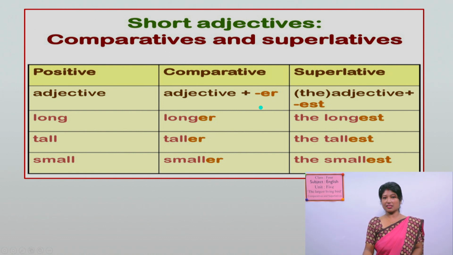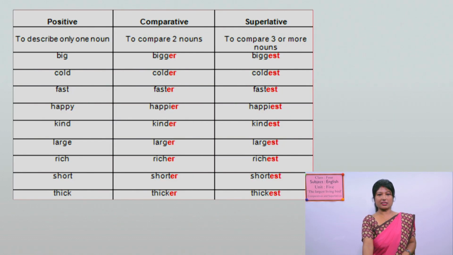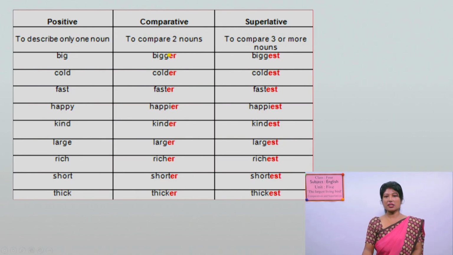Just adding simply ER, we can make it comparative. EST, we can make it superlative. Next, some more words like big, bigger, biggest, cold, colder, coldest, fast, faster, fastest, happy, happier, happiest. Here with Y ending, that's why I is added. IER, IEST, happiest. So kind, kinder, kindest, large, larger, largest, rich, richer, richest, short, shorter, shortest, thick, thicker, thickest.